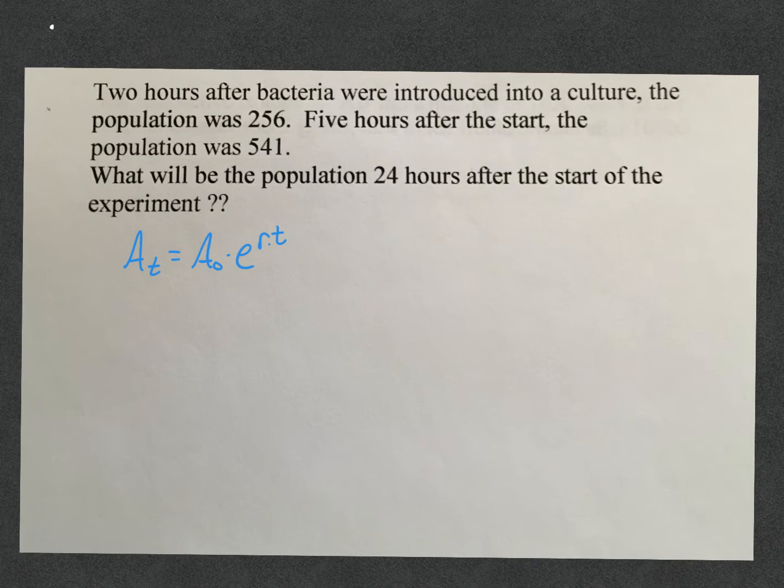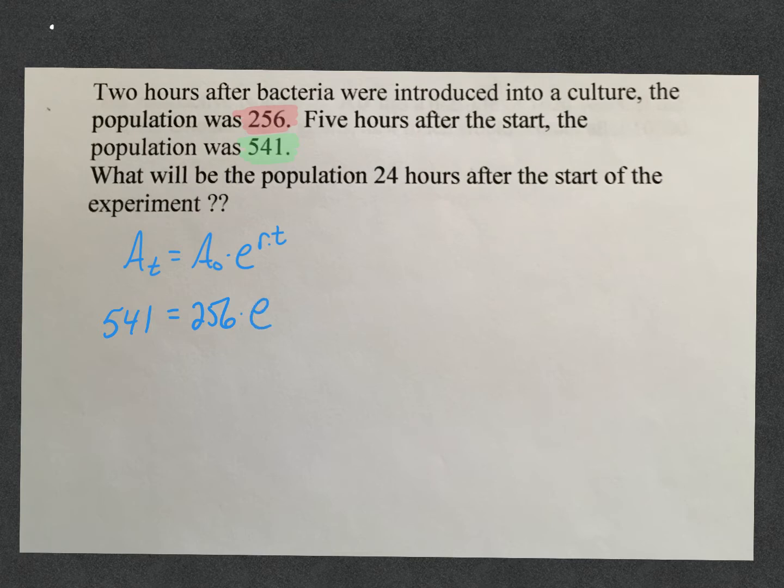Okay, so to get ourselves started here, we have to begin by putting in the initial number of bacteria. That was at the 2 hour mark, 256. And we have to put in the number of bacteria at the 5 hour mark, which is 541. So we put those two numbers in. The initial number of bacteria when we counted was 256. Now that didn't occur at the start. The first time we counted was at the 2 hour mark. So that's our initial count. A couple hours later, the count is 541.